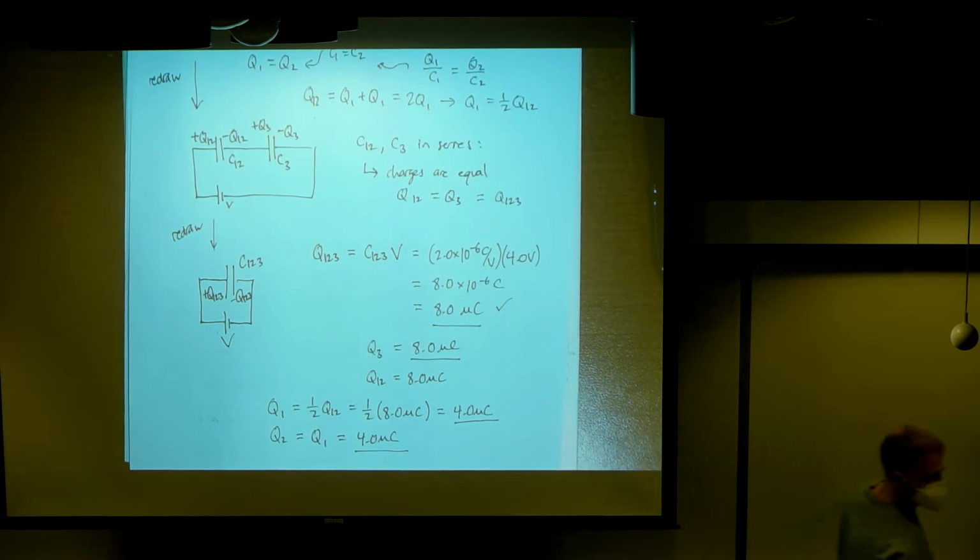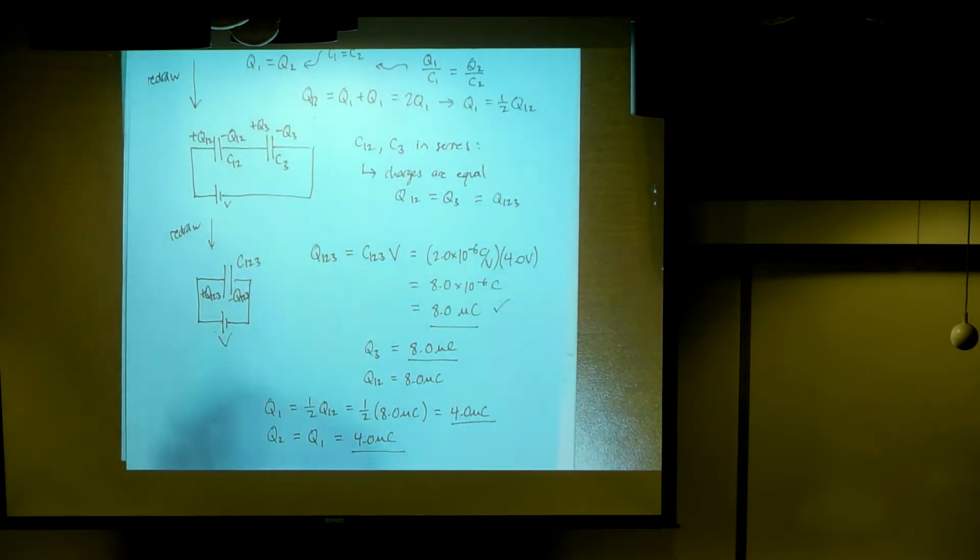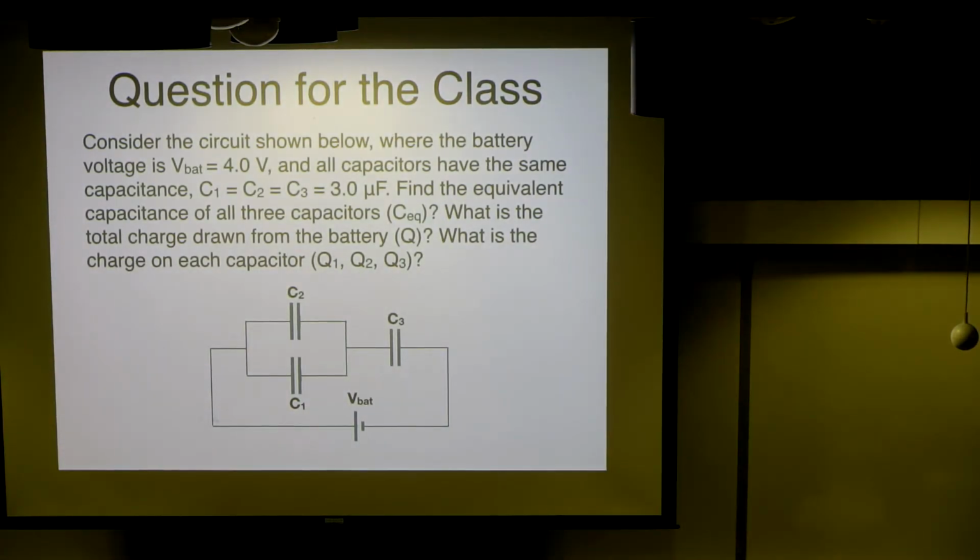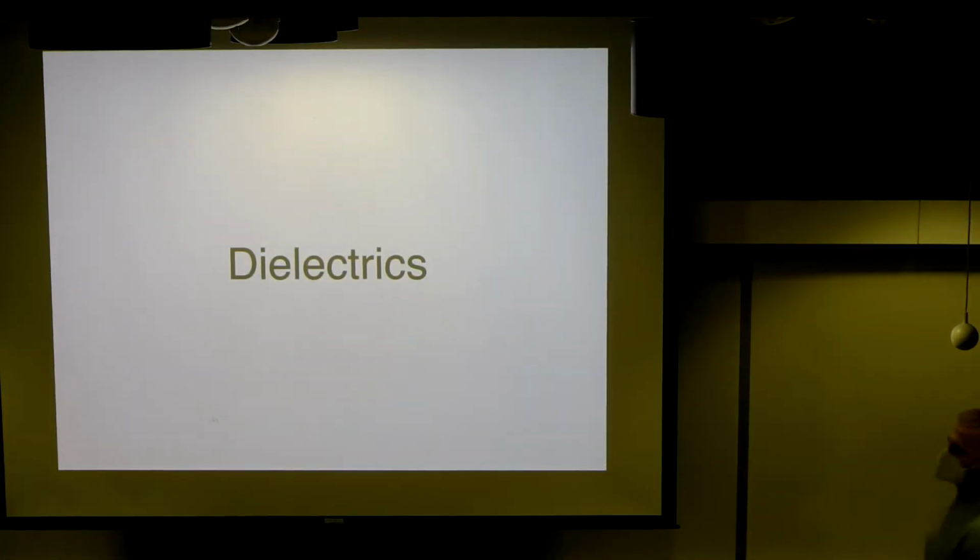Okay, so that was that example. More like this on the upcoming homework. Solving circuits is going to be a big topic that we're going to be dealing with over the next month or so. But let's move on to the last part of this lecture, which is dielectrics. I actually briefly explained what a dielectric was, if you recall. Does anyone remember what a dielectric is?